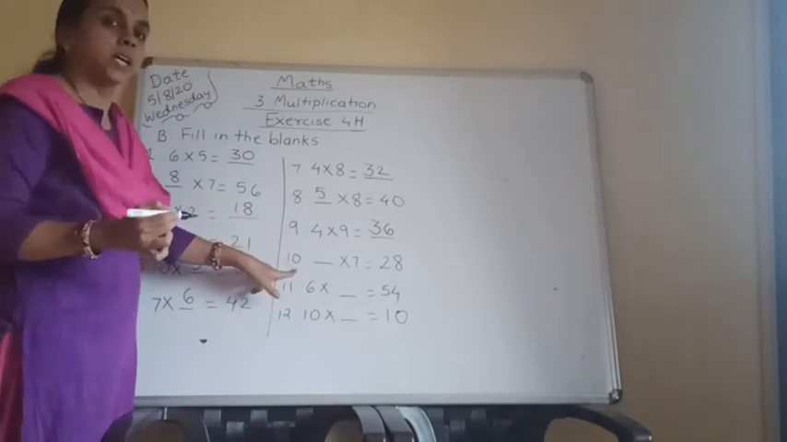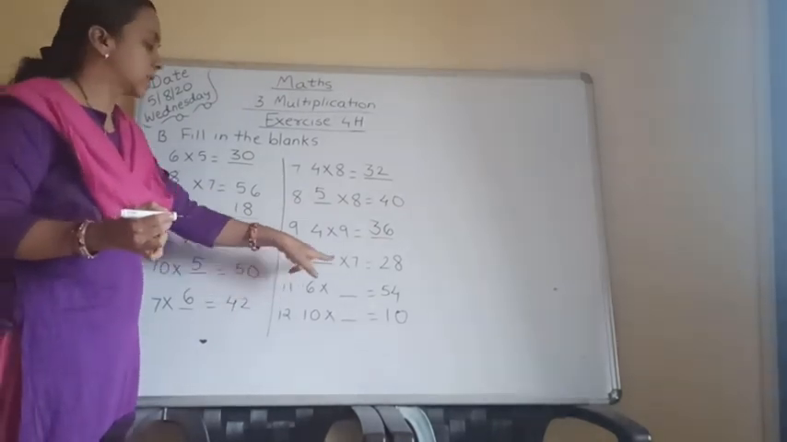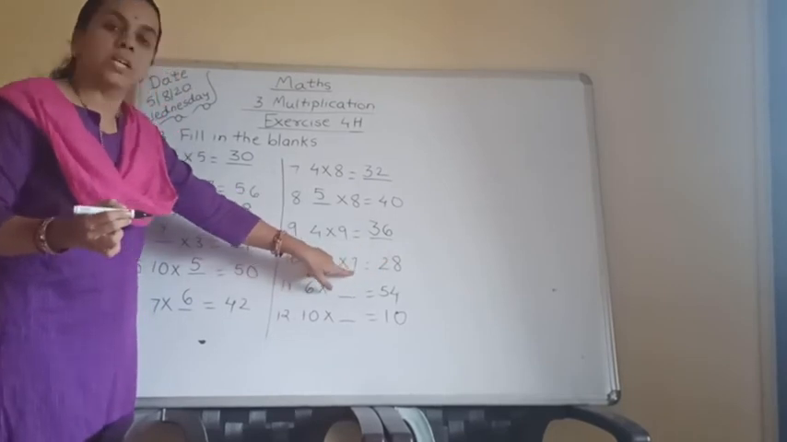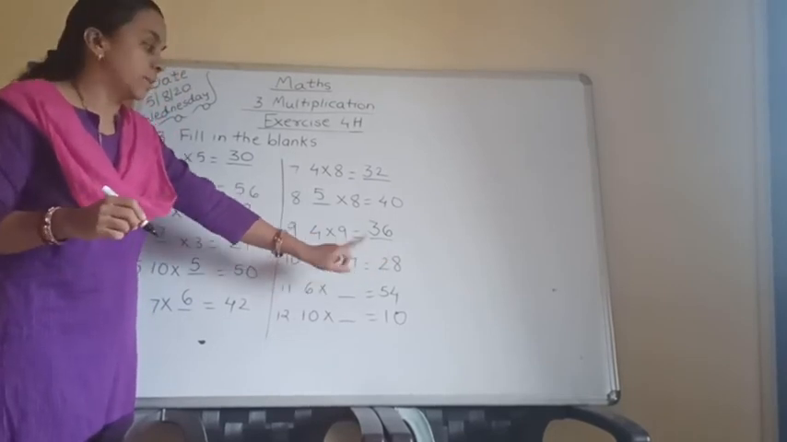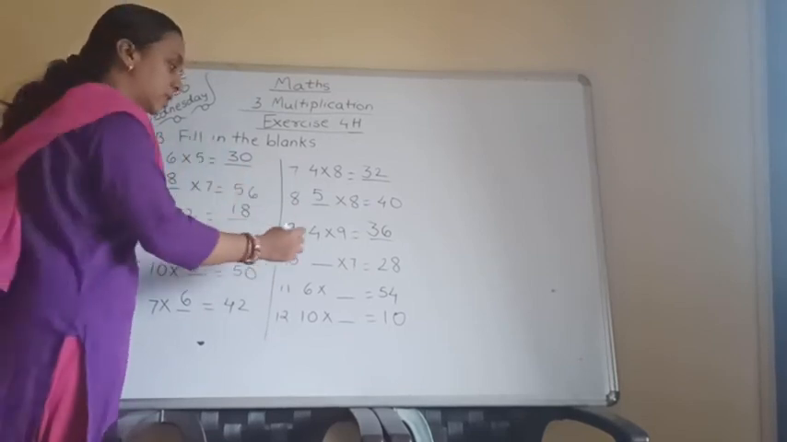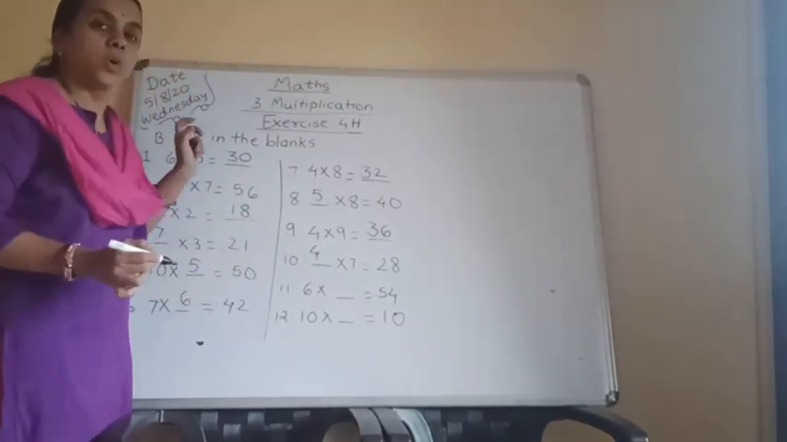Now see 10th question. Dash multiplied by 7 equal to 28. In the table of 7, 28 number is there. Yes, 7 4s are 28. So you write down 4.